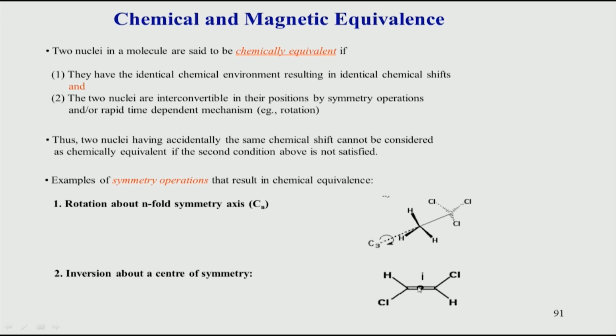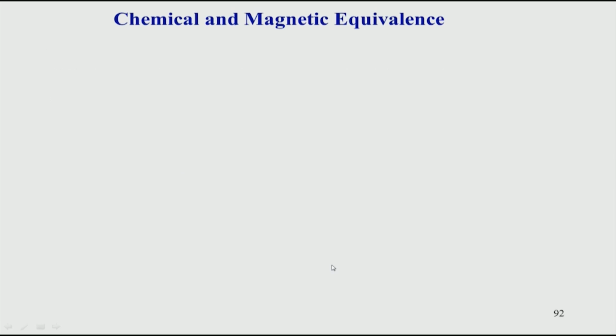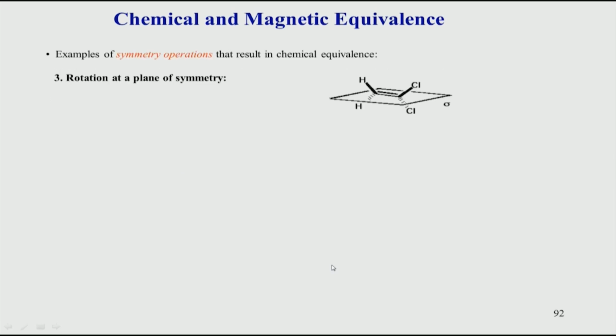So, you see the chemical environment around these two hydrogens is the same, and at the same time they can be interconverted around each other. Therefore, these two hydrogens will have the same chemical shift value, and they are considered chemically equivalent. So, they will always be chemically equivalent. So, this is a trans hydrogen. We will look at more examples of this.